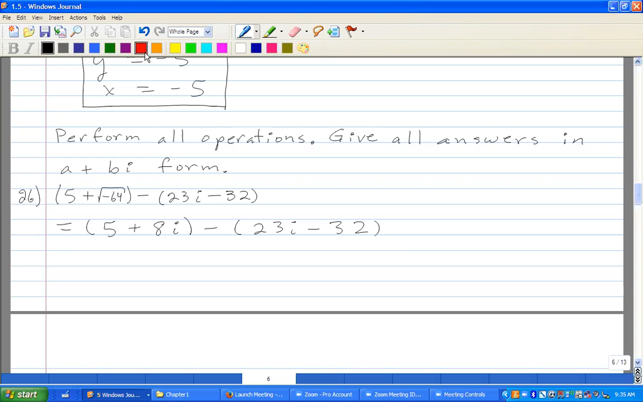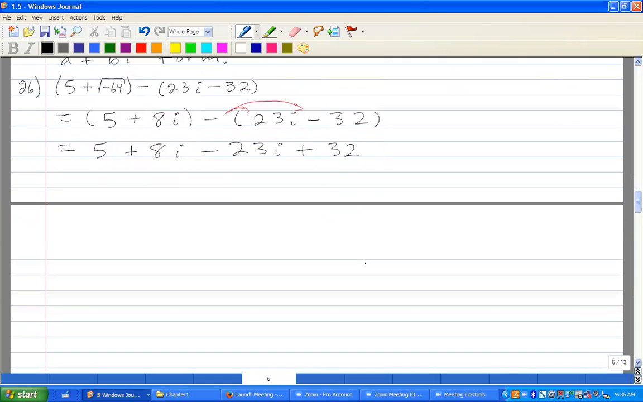Next, let's get rid of the parentheses. So let's change all the signs inside the parentheses. So this is equal to 5 plus 8i minus 23i plus 32. Now let's combine like terms. 5 plus 32 is 37. 8i minus 23i is a negative 15i. And that is in the form we wanted.